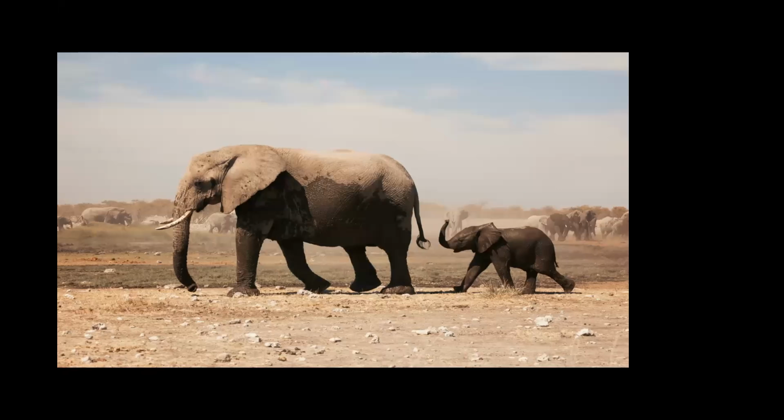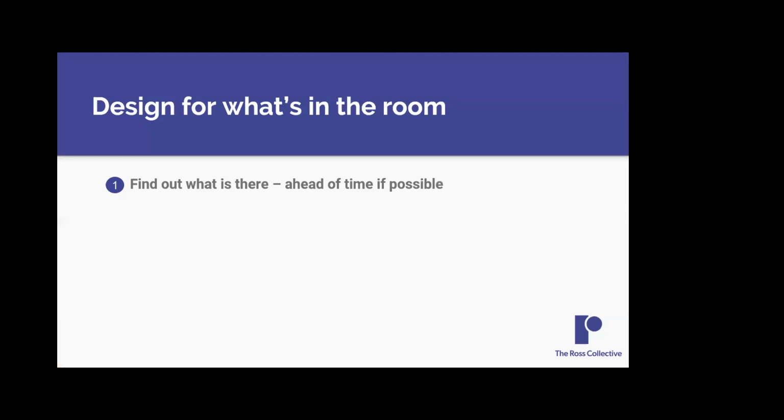So that's what's happening in meetings in the time of the pandemic. We are bringing strong emotions to every conversation that we're having. So what should you do about it? You need to design for what's in the room. And the first step is finding out what's there ahead of time if possible. And that would include having more one-on-one conversations with staff or board members. How are you? How can our organization or team or community support you?